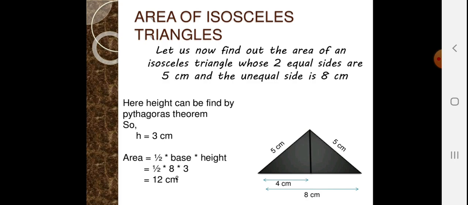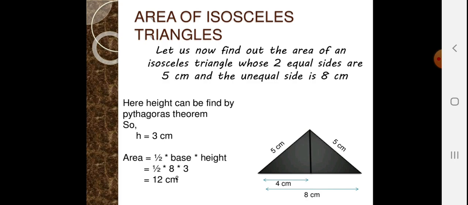Before we start with Heron's formula, let's figure out finding the area of an isosceles triangle. Let us know how to find the area of an isosceles triangle whose two equal sides are 5 centimeter and unequal side is 8 centimeter. First of all, you have to find the height using Pythagoras theorem. Hypotenuse is given to you and one of the sides is given to you. Using Pythagoras theorem, you will find that the height of this triangle will be 3 centimeter.